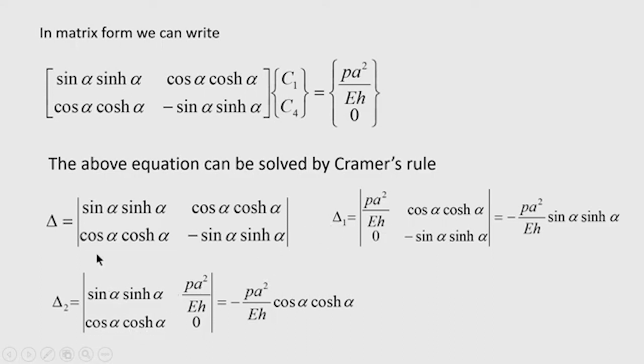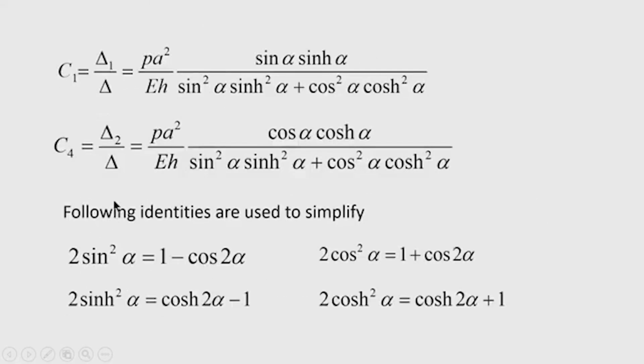We now have to find this determinant delta. So, determinant delta is found, and after substituting C 1 as delta 1 by delta, we now obtain C 1 as p a square by E h multiplied by sin alpha sin h alpha divided by sin square alpha sin h square alpha plus cos square alpha cos h square alpha.